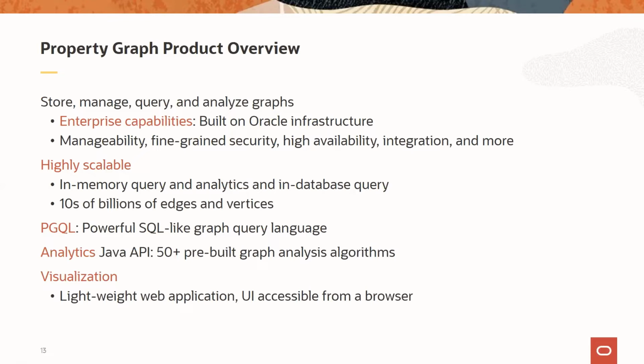The in-memory option, the in-memory server, is particularly useful when it comes to analytics, because analytics like PageRank and path analysis tend to be compute-intensive operations. This is built to scale to tens of billions of edges and vertices. We have collaborated very closely with Oracle Labs, and some of their parallel memory structures for processing graphs are innovations developed by Oracle Labs.